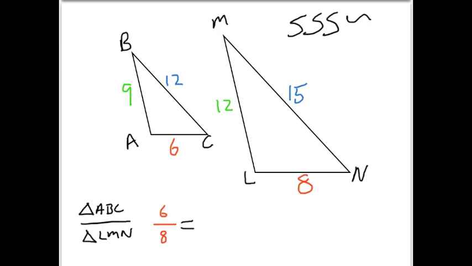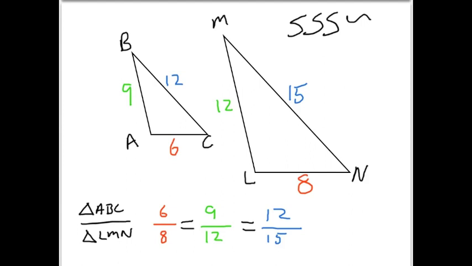the medium sides. The medium side of triangle ABC is 9 units. The medium side of triangle LMN is 12. And we want to see again if the longest sides of the two triangles follow that same proportion. The longest side of triangle ABC is 12. The longest side of triangle LMN is 15. So are these indeed equal fractions?